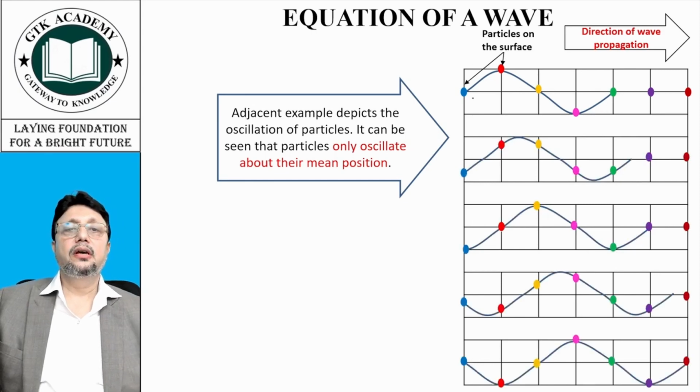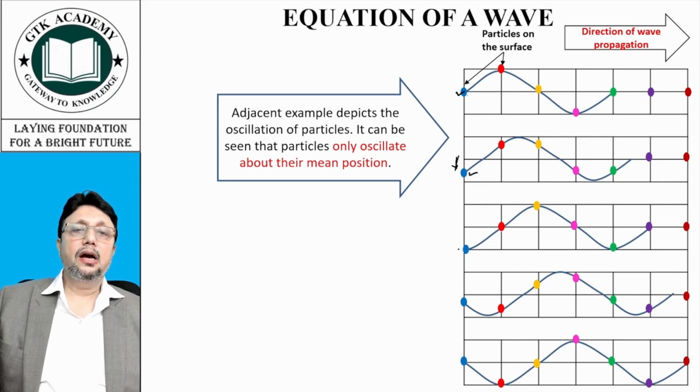Now just see. Take any particle, take this blue one. It is in mean position. Then it moves in this direction to this position. Again, it moves further. Then it comes back and it comes to its mean position. Take the case of red. It is in this position. After some time, it moves like this. It again comes to its mean position and it is in this direction. And after some time, it is in this position. So you can clearly see that particles are only oscillating about their mean position.